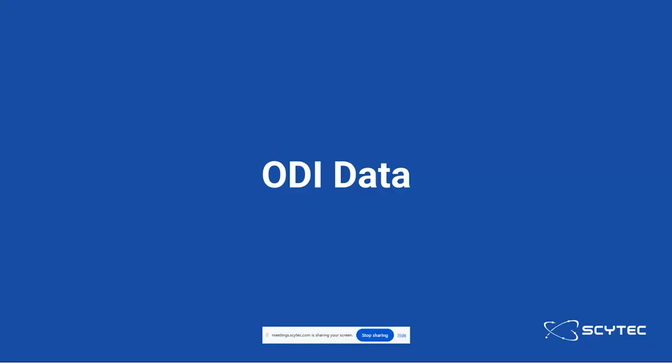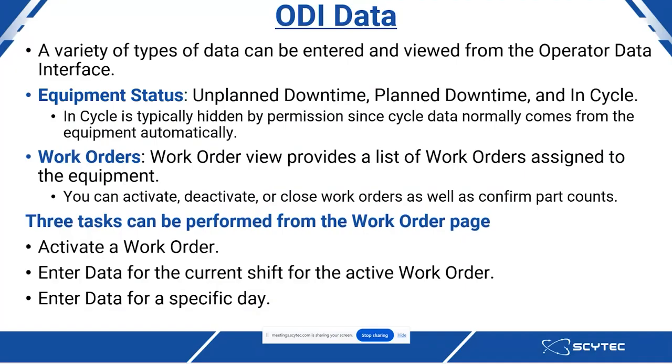Next up, I would like to discuss the data that is displayed in the operator data interface. A variety of types of data can be entered and viewed from the operator data interface, such as equipment status, which includes unplanned downtimes, planned downtimes, and in cycle or cutting. In cycle is typically hidden by permission since cycle data normally comes from the equipment automatically.